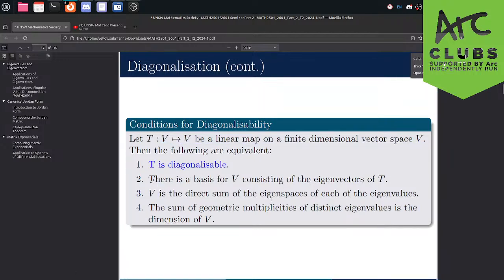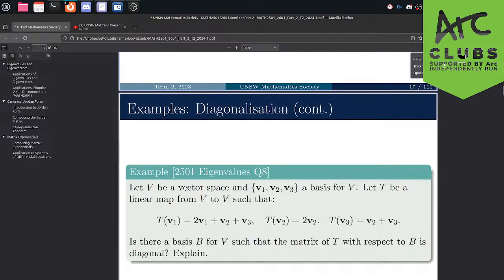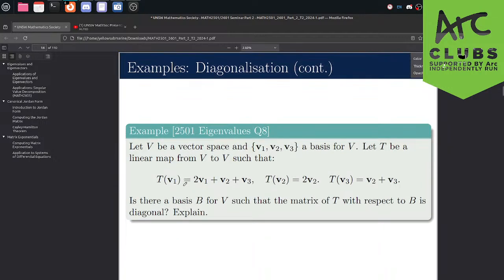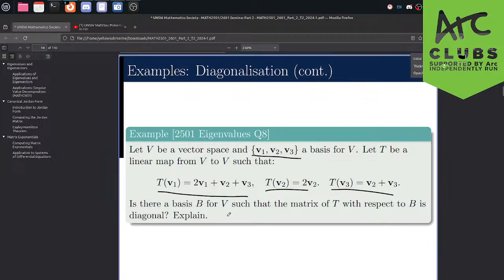And having n linearly independent eigenvectors, because eigenvectors are linearly independent for different eigenspaces and within the eigenspaces, then having n of them means that you have a basis. So yeah, it's just a lead up from the previous result. All right, so to use this, we say let V be a vector space, and we define a basis here. And we define some rules on each of these basis vectors. And we ask, is there a basis B for V such that the matrix T with respect to B is diagonal? And it wants us to explain.